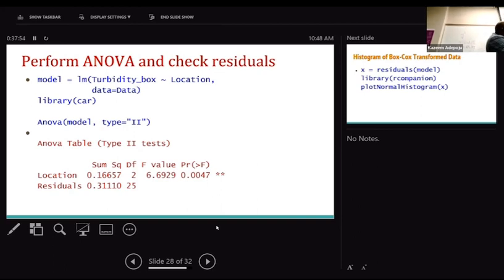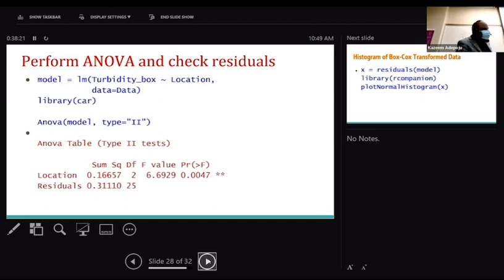Now, if you take a look at the p-values that we got for the Tukey transformation and for the Box-Cox transformation, you're going to see that both of them are less than 0.01 and 0.05. Therefore, the Box-Cox transformation and the Tukey transformation are basically telling us the same thing. I wanted to look at that.